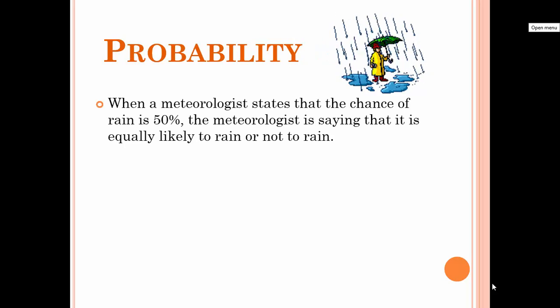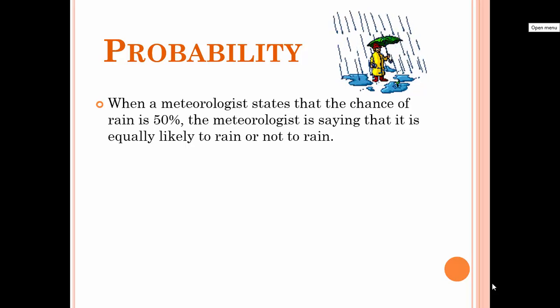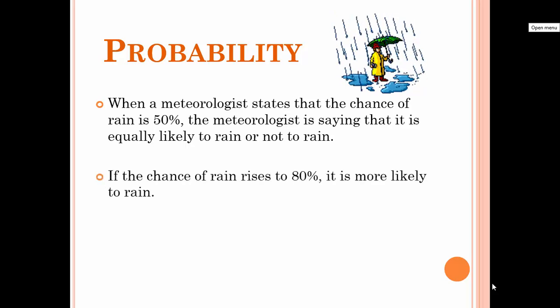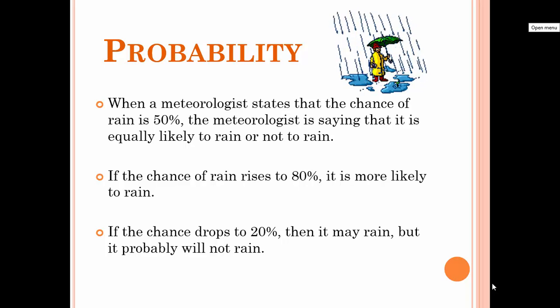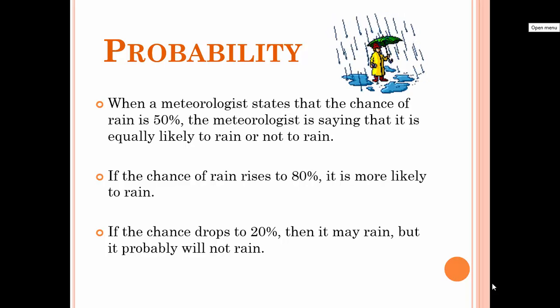When a meteorologist states that the chance of rain is 50%, the meteorologist is saying that it is equally likely to rain or not to rain. If this chance of rain rises to 80%, it is more likely to rain. With the same idea, if it drops down to 20%, then there is still a possibility it will rain, but it will most likely not rain. These are just a few examples giving you guys a real-life hands-on experience of where we can use probability.